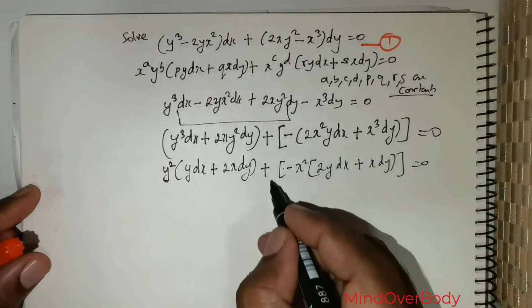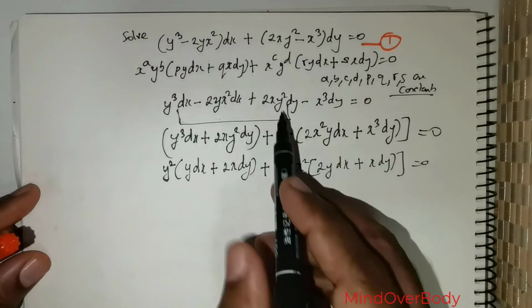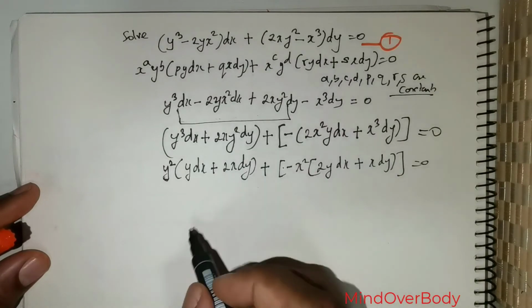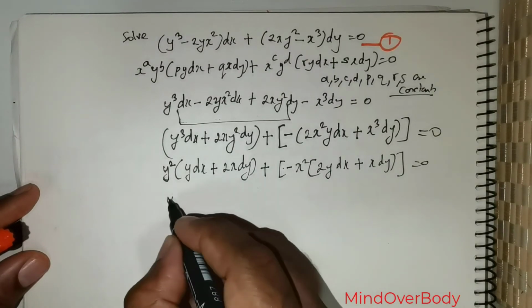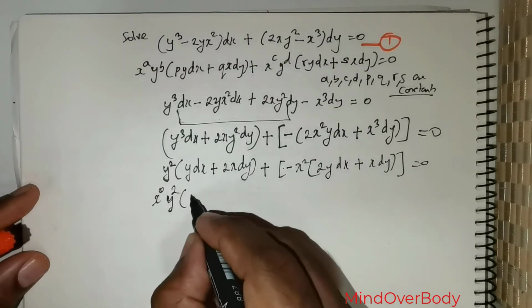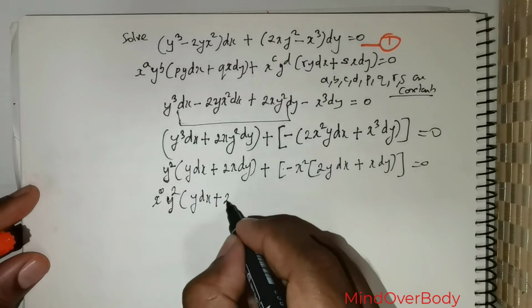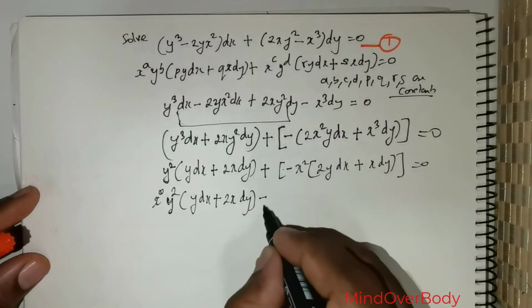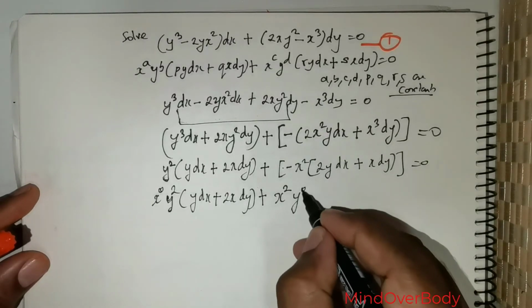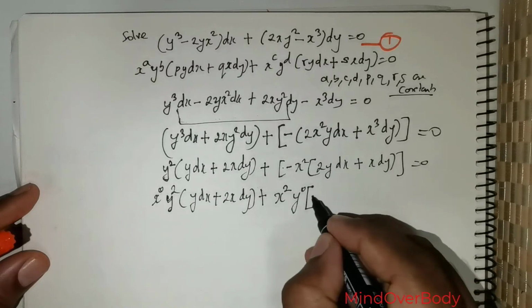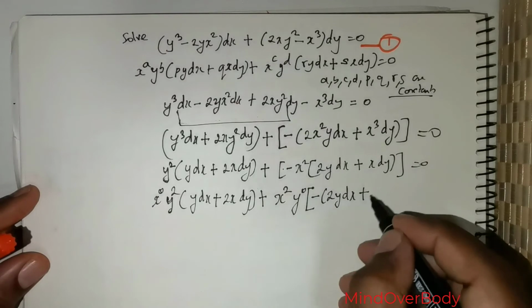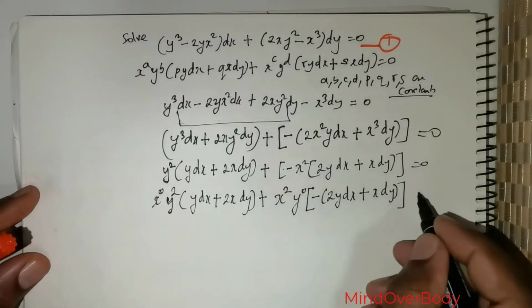So I can bring this out. I just want to keep the positive sign because I want you all to see the format, the exact pattern that I've got here. Now I can rewrite this as x to the power of 0 y squared times y dx plus 2 times x dy, plus, of course I can take this x squared out, and then I have y raised to the power of 0, and this is going to be negative of 2 times y dx plus x times dy is equal to 0.